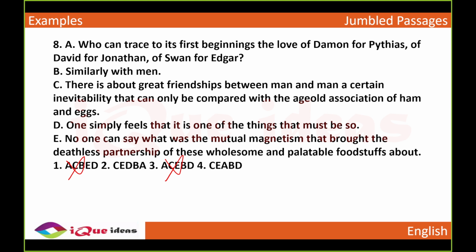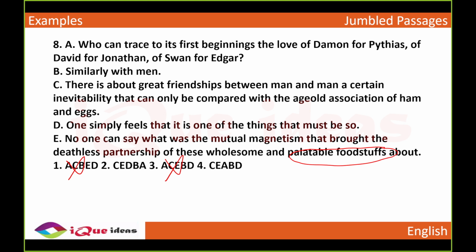E says no one can say what was the mutual magnetism that brought about the deathless partnership of this wholesome and palatable foodstuff. So ham and eggs, which is food, its description as foodstuff comes later in E. So C followed by E, very good.